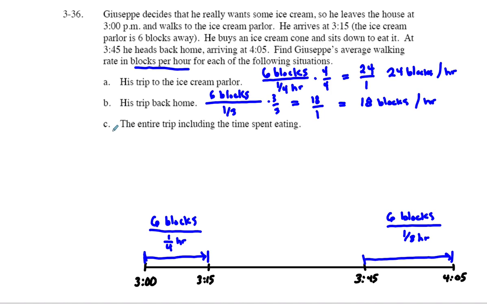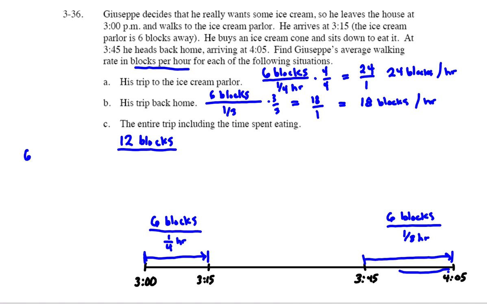Now they want us to come up with the entire trip, including the time spent eating. So we do have to use this part of our information on this one. The entire trip lasted from 3 o'clock to 4:05. So that's a total of 65 minutes. And how many blocks did he travel in that time? Well, he did 6 on the way there, and 6 on the way back. So he's traveled 12 blocks in the trip, and it was a total of 65 minutes.